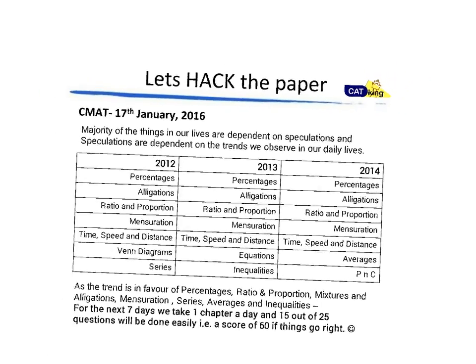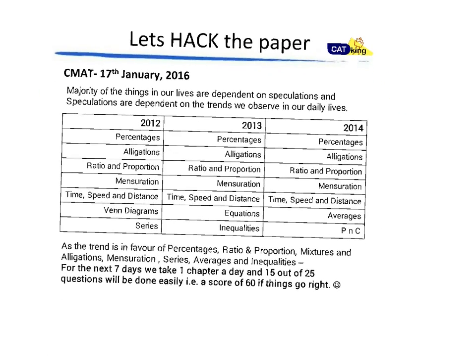Now let's talk about what has been happening in the previous years. Starting off with 2012, the common topics were percentages, allegations, ratio proportion, mensuration, time, speed, distance, Venn diagrams, series, which almost occupied 17 or 18 questions. 2013: percentages, allegations, ratio, mensuration, time, speed, equations and inequalities. The last two topics got replaced. And similarly in 2014, the first 5 topics remained the same, and the last two topics, which were already occupied, were now averages and permutations and combinations.